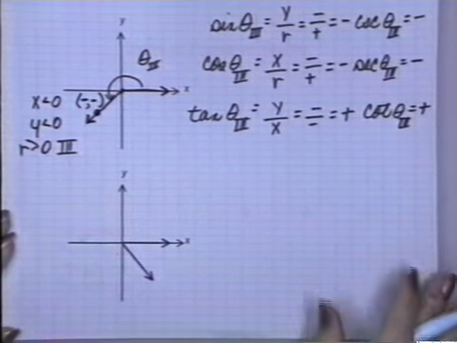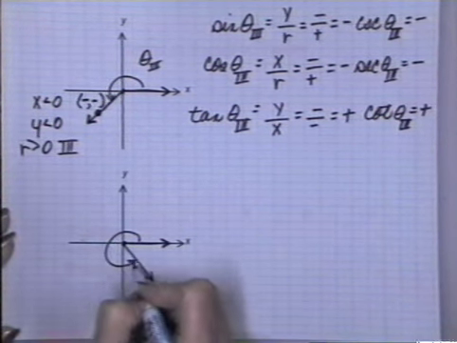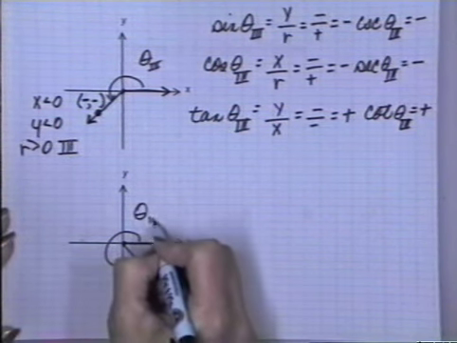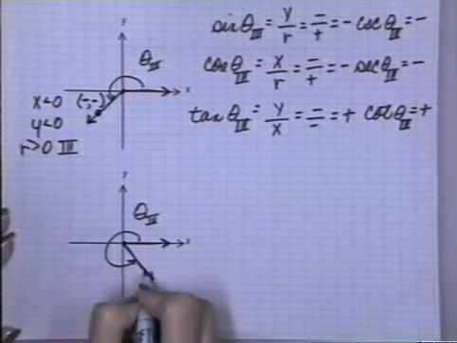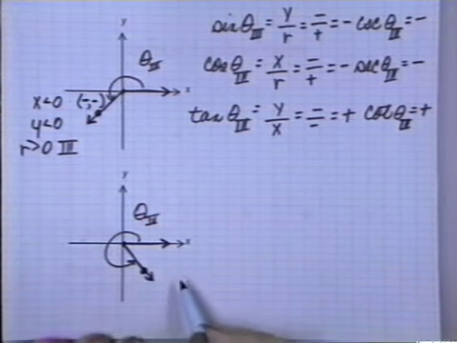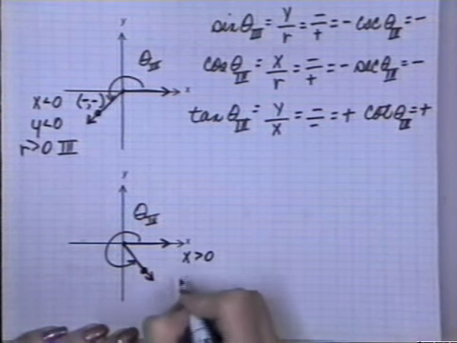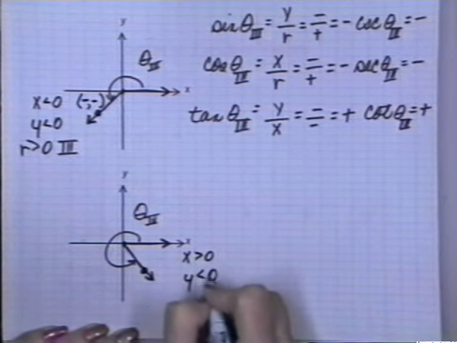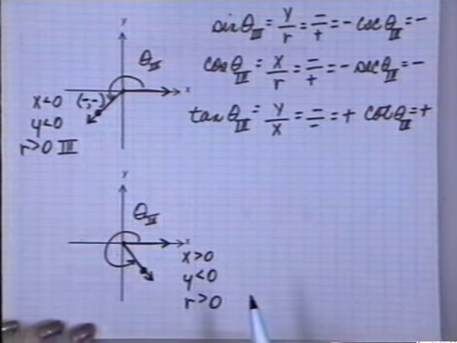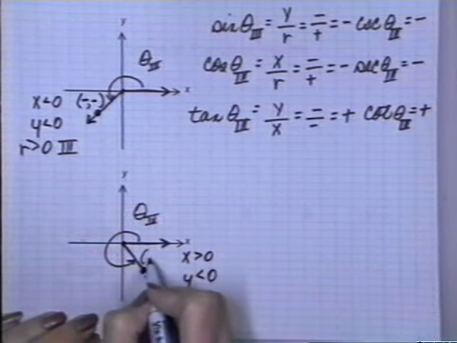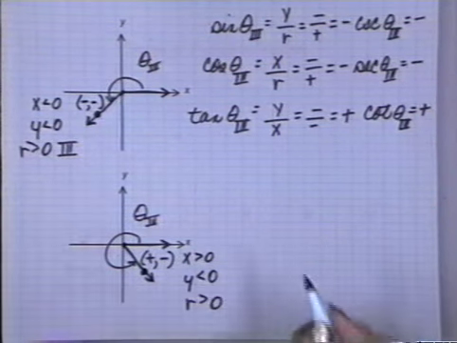Let's last look at this fourth quadrant angle. We'll call this theta 4. We'll pick a point on its terminal side. Now in the fourth quadrant, we know that all the x coordinates are greater than 0, all the y coordinates are less than 0, and of course we know our r's are all positive.